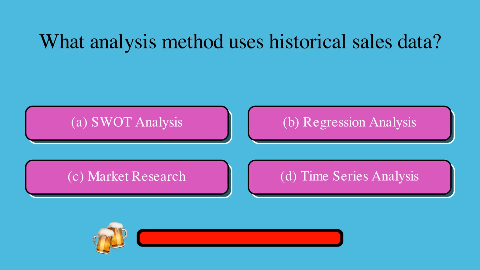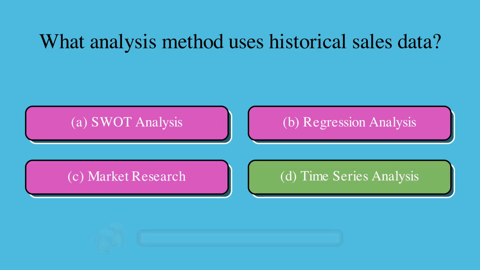What analysis method uses historical sales data? Is it A, SWOT analysis, B, regression analysis, C, market research, or D, time series analysis? The correct answer is D, time series analysis.